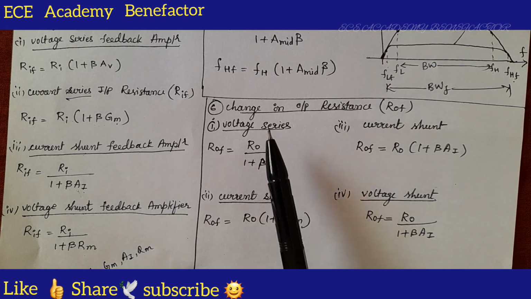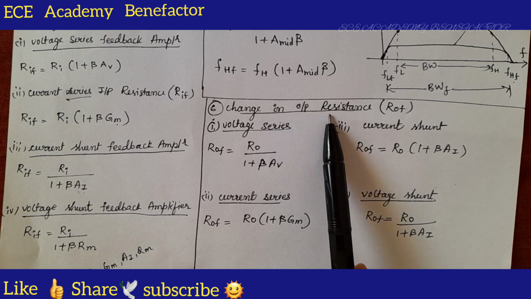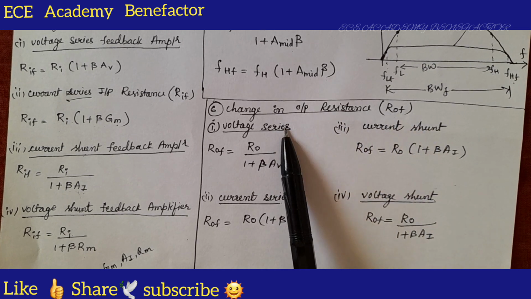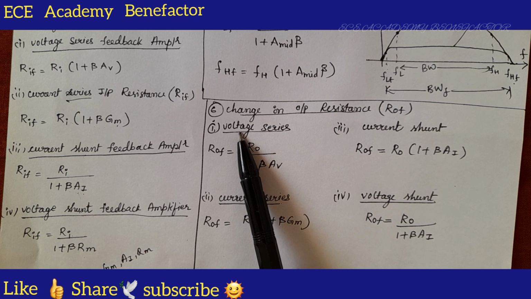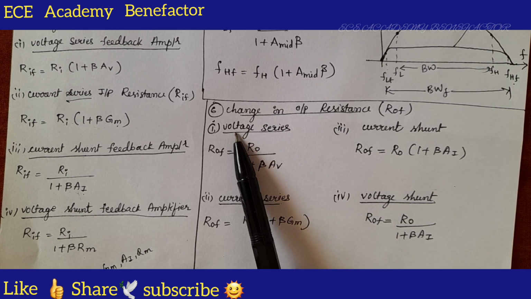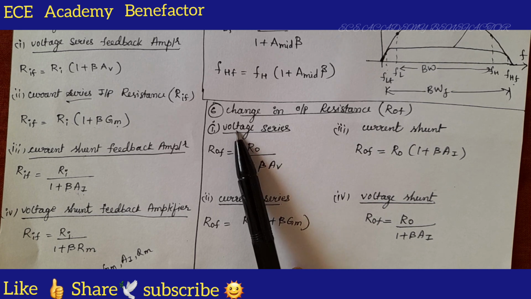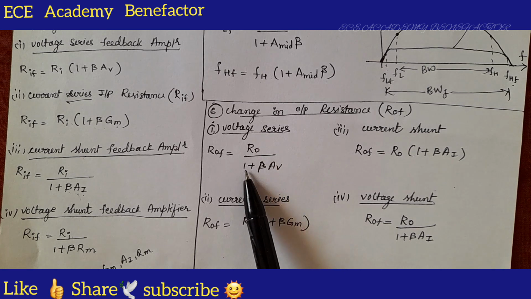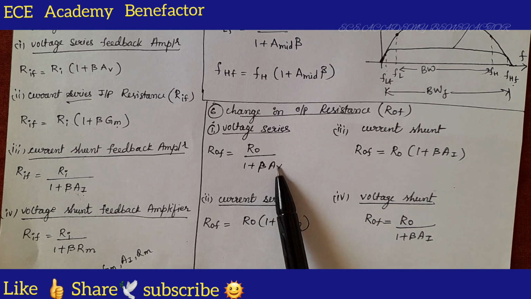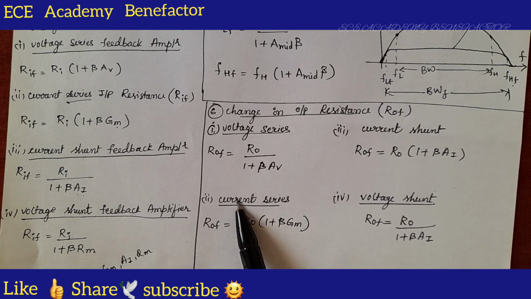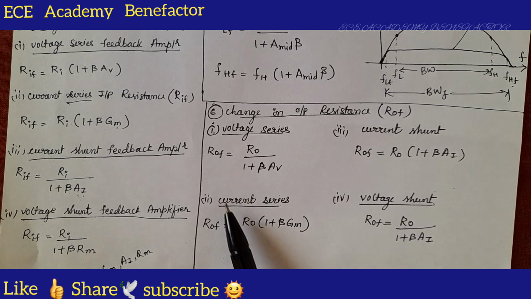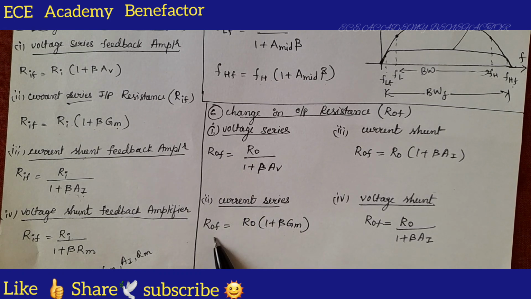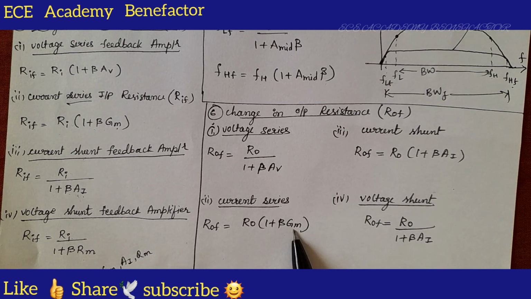Next topic is the sixth one, change in output resistance ROF. For voltage series, the first word tells about sampling at the output. For voltage sampling, the connections are shunt. Okay, shunt means reduced. Reduced means divided. R0 by 1 plus beta AV. For current series, current sampling means series connection. Series means increased. So ROF is equal to R0 times 1 plus beta GM.